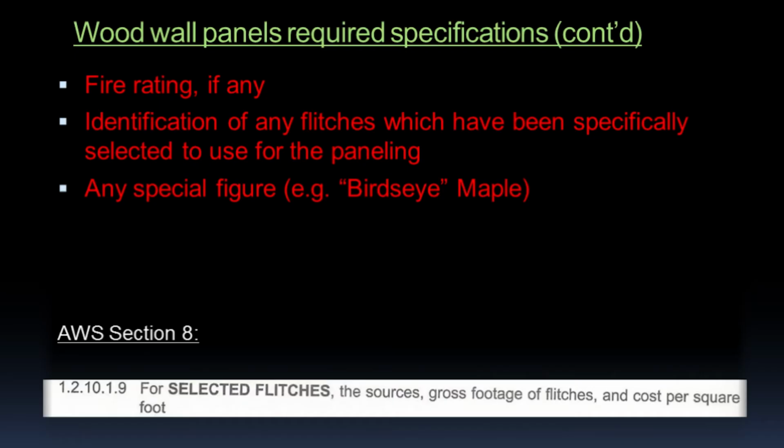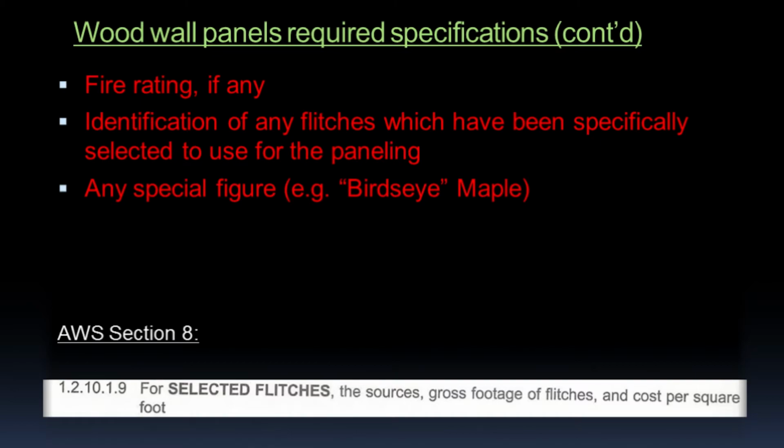We're nearing the end of this particular list. On the list, it says that fire rating, if any, must be specified. That's not directly bearing on veneer matching, so we'll refer you to Section 8, where you can see the paneling fire rating requirements, and information, and so forth. Flitch identification requirement is for the architect to provide the following information in contract documents regarding any specific flitches which he or she may have selected for the project. And that is AWS Section 8, 1.2.10.1.9. For selected flitches, the sources, gross footage of the flitches, and cost per square foot is what is required to be specified. That's an important point.